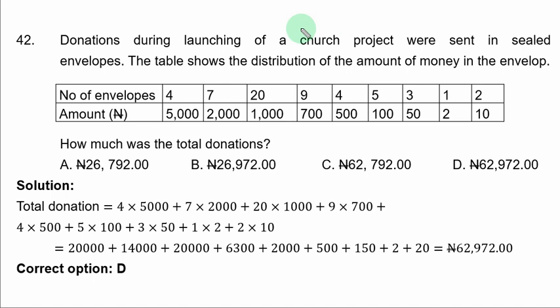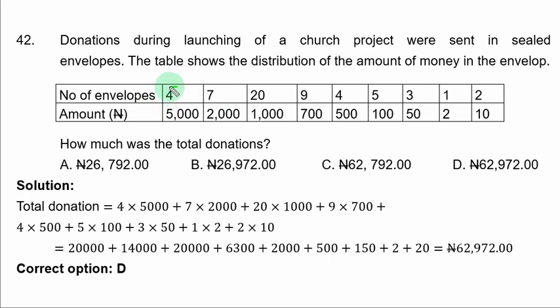Question 42. Donations during launching of a church project were sent in sealed envelopes. The table shows the distribution of the amount of money in the envelope. Number of envelopes, you have 4. The amount there is 5,000 naira in each of the 4 envelopes. 7 is 2,000, 20 is 1,000, 9 envelopes, 7 naira each, 4 envelopes, 500 naira each, and so on. How much was the total donations?